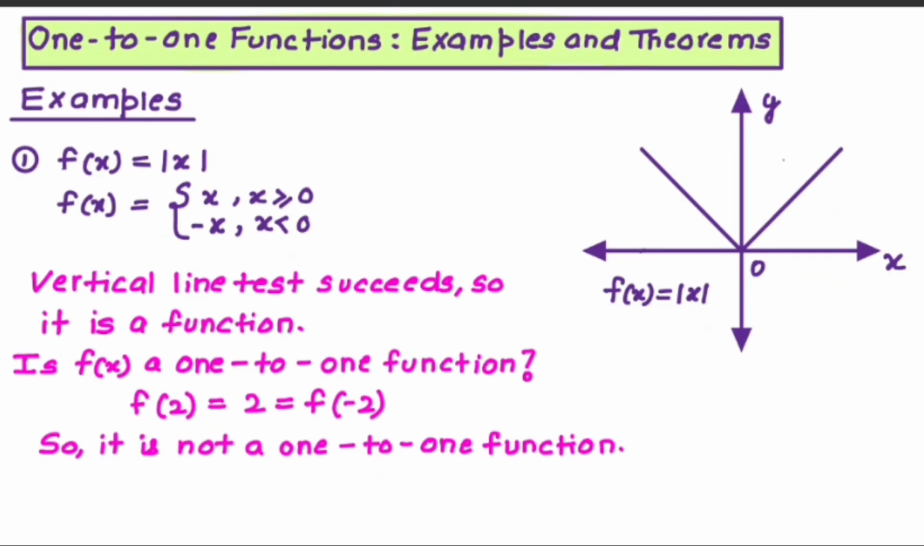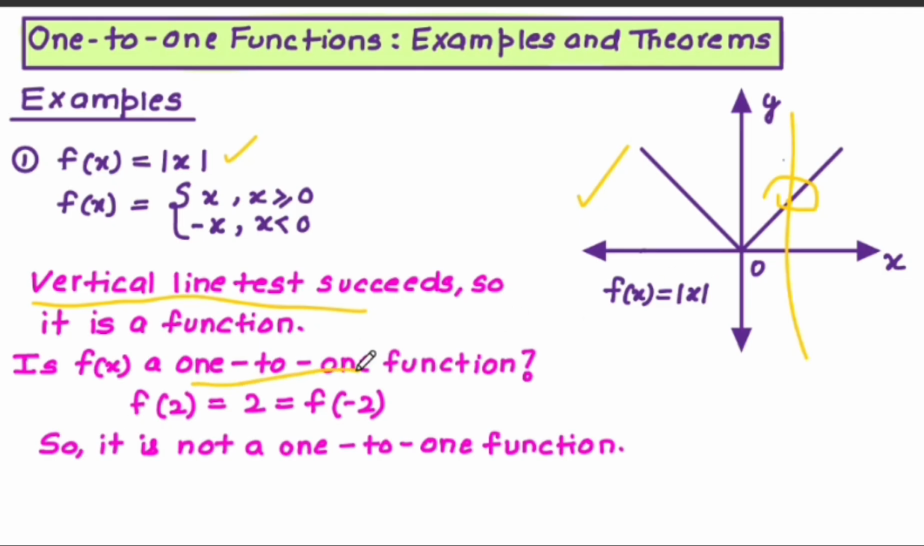The very first example is of mod x. So how do we check whether it is a function or not? We do the vertical line test for this. We draw a vertical line on the graph and check the points of intersection. If the vertical line intersects the graph only at one point, that means yes, it is a function. But if there are more than one point of intersection, that means it is not a function.